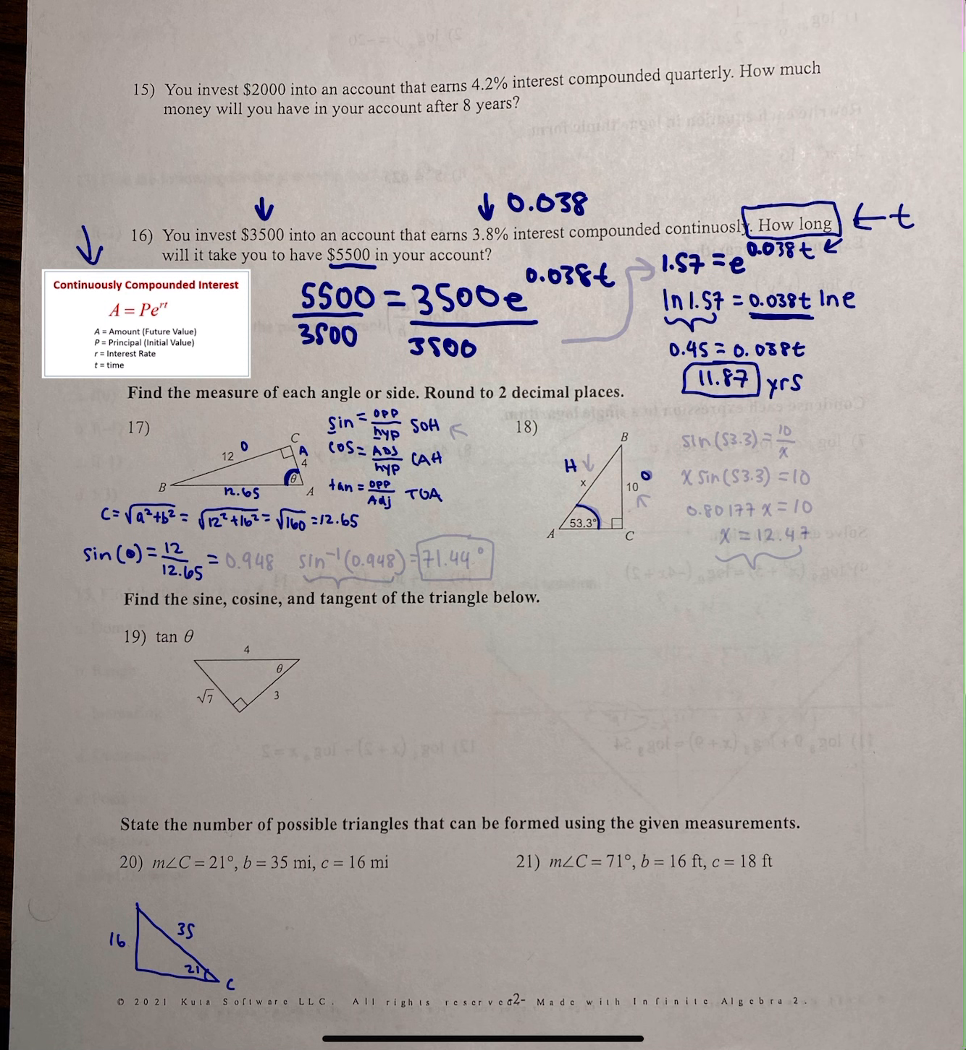by 12.65, which is 0.948. Actually, I don't think I should round. Okay? And so now what you do is you have to use the inverse sine function to find theta.